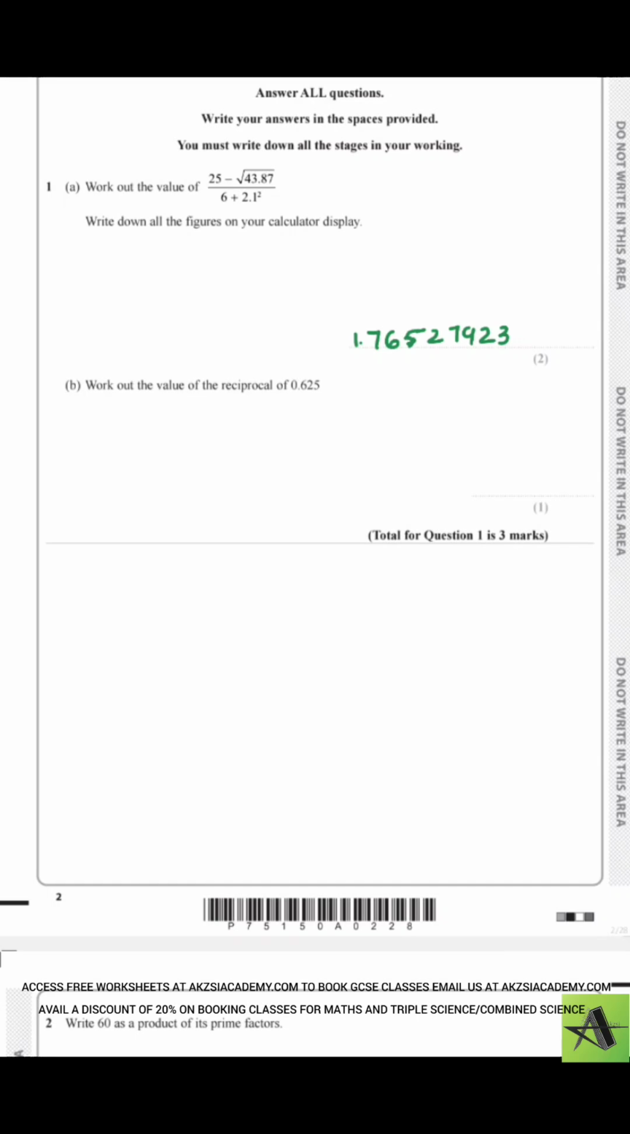Work out the value of the reciprocal of 0.625. So it's 1 over 0.625, which will give me the answer as 1.6. So the first two are pretty simple to solve.